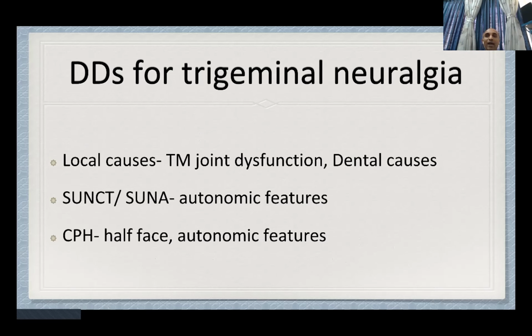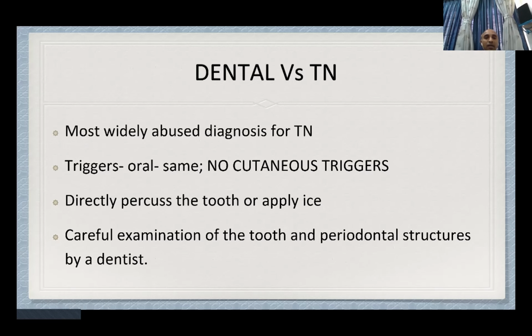And if you have a more widespread distribution of this paroxysmal pain, you will start thinking in terms of other trigeminal autonomic cephalgias like chronic paroxysmal hemicrania. So you start suspecting that it is dental when you apply pressure to the tooth, or if you percuss it with your hammer, or you apply the ice and you stimulate the same pain, then you know it's a dental cause, because the triggers can be the same.